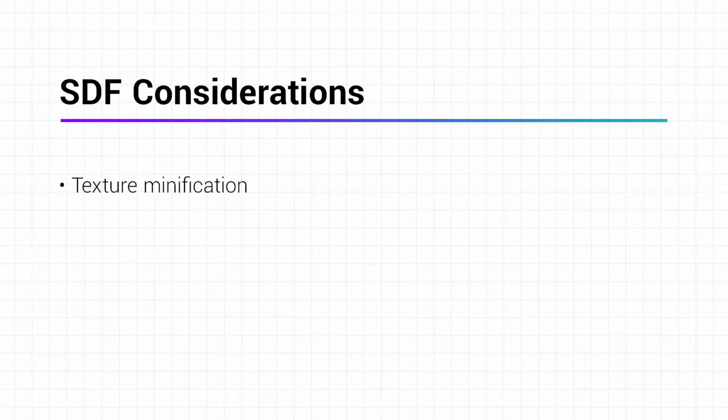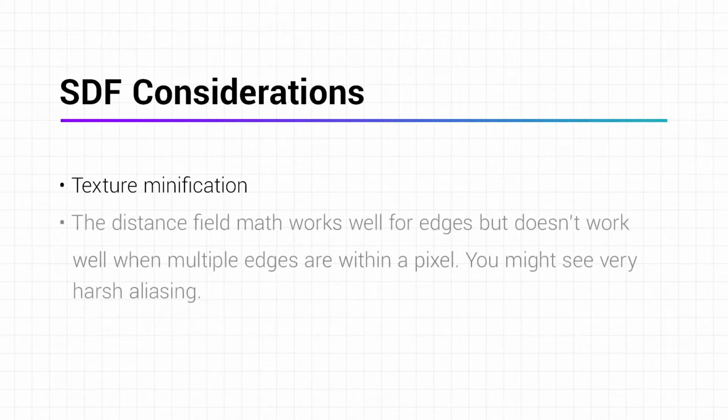As you get further away from your text, or shrink it, you will eventually get to the point where letters are affecting fractions of pixels rather than whole pixels. This is the stage of texture minification, which is usually avoided with SDF fonts for quality reasons. It's important to note that this is one major pitfall that can occur with SDF fonts. The distance field math works well for edges, but doesn't work well when multiple edges are within a pixel. You might see very harsh aliasing.